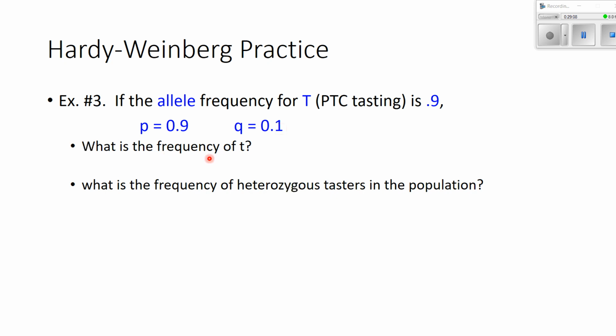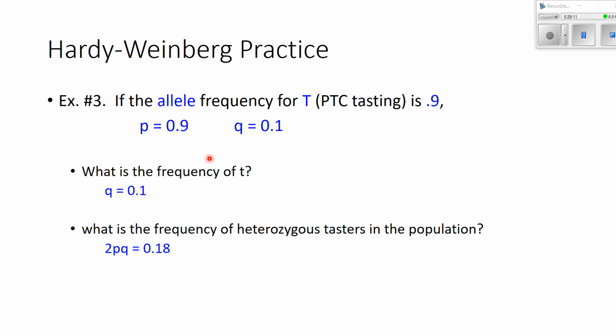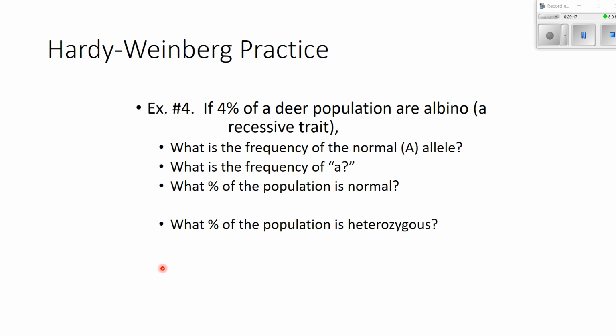That's what this question is wanting to know. What is the frequency of the recessive allele? So that's Q. And then what is the frequency of heterozygous tasters in the population? Heterozygous people who can taste is 2 times P times Q. And this time they're asking for a frequency, not a percent. So I could say 18%, but they're asking for a frequency, so you should always give them what they ask for, 0.18. With a calculator, this is super easy. 2PQ. P is 0.9, Q is 0.1. Multiply them together times 2, and you get 0.18.